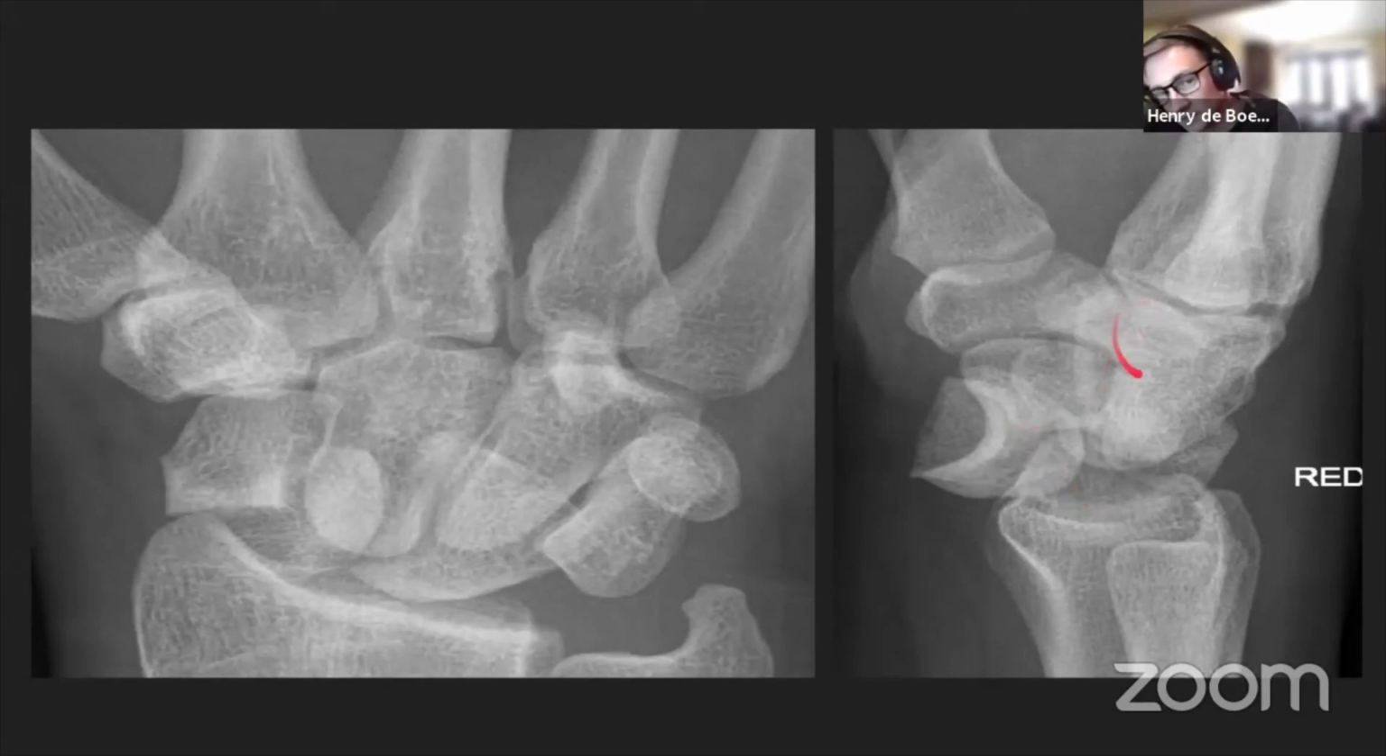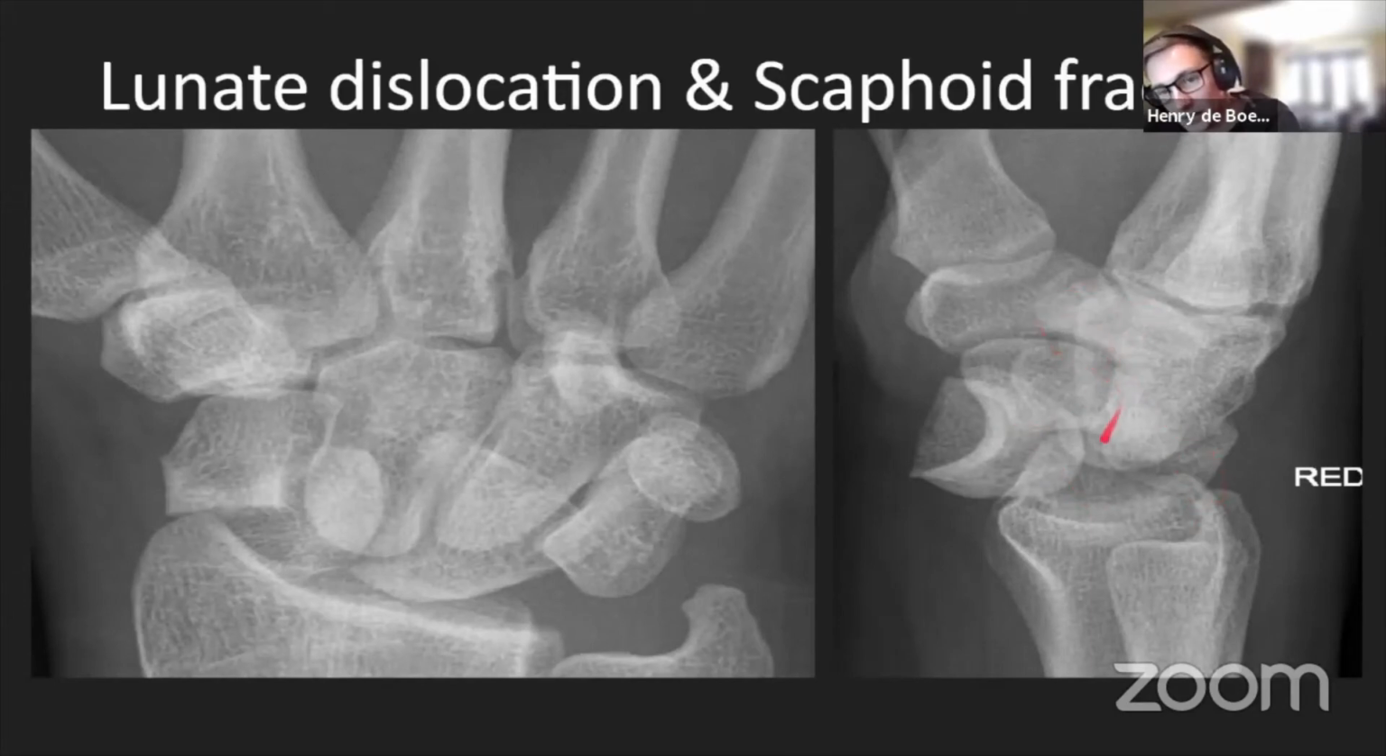If we compare it to the previous, the capitate is sort of in the right place, but it's the lunate now that's dislocated. So that's a lunate dislocation. I don't think it was spotted by anyone in the chat, but bonus marks if you spot this scaphoid fracture. Lunate dislocations are associated with scaphoid fractures. The reason is that to dislocate your lunate, you have to disrupt the scapholunate ligament, which often results in a scaphoid fracture to cause that disruption. So there it is, that lucent line.